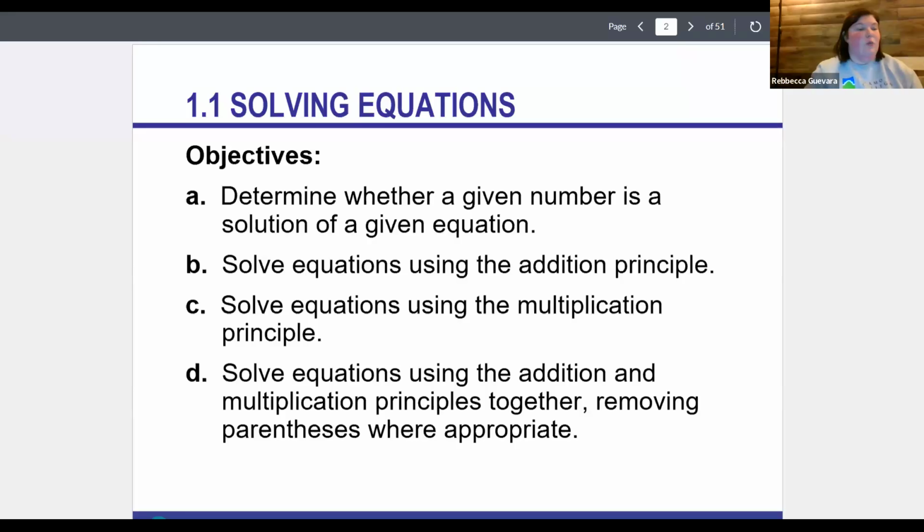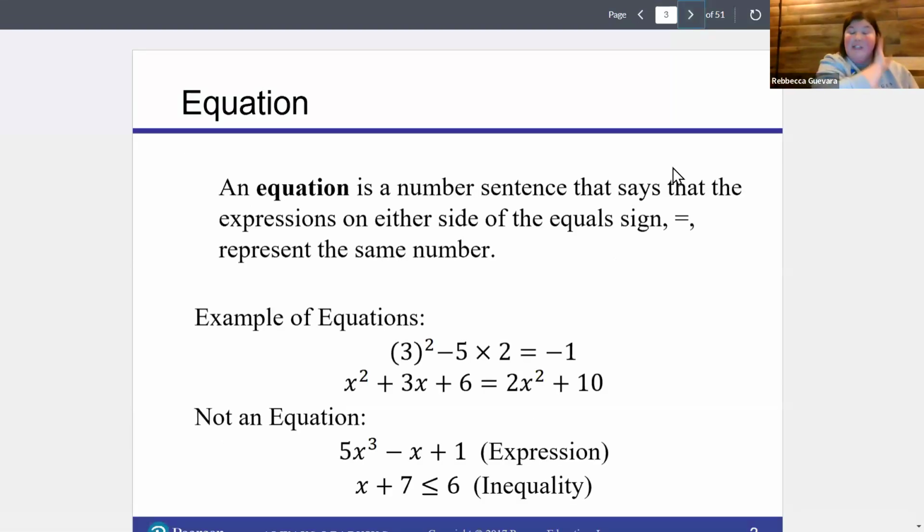Okay, so we're going to start with solving equations. We're really just going to focus on pretty simplistic equations for the most part, and then we're going to build from there. As a reminder, we were talking about expressions. We also talked about equations. An equation is a number sentence that says that an expression on either side of the equal sign represent the same number.